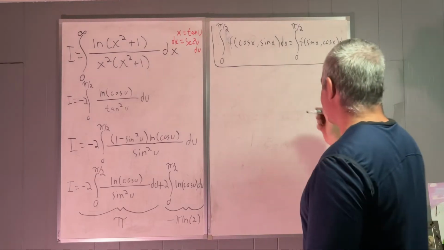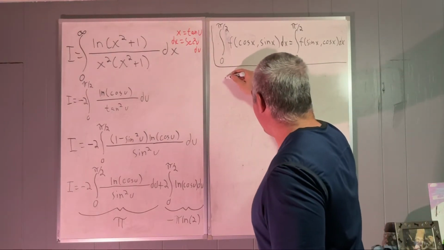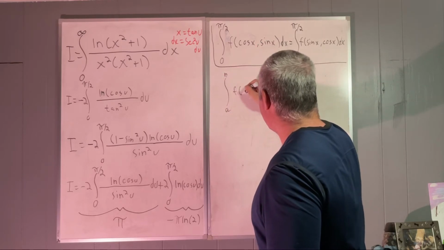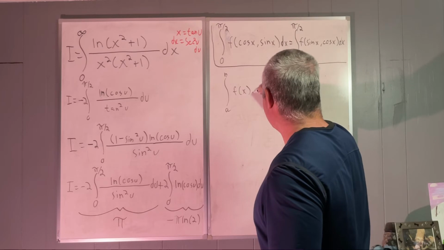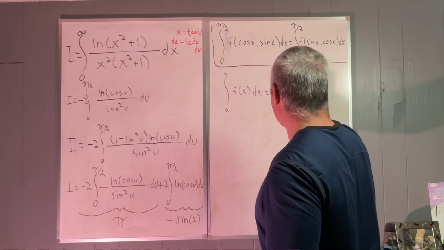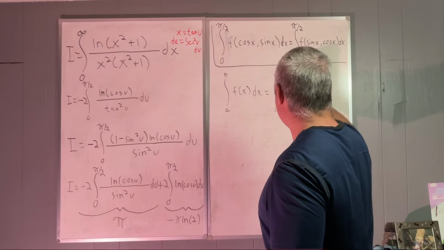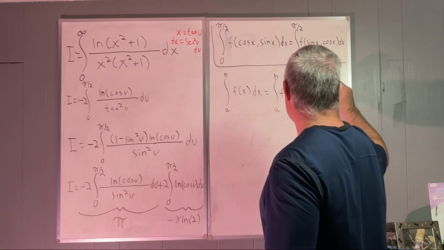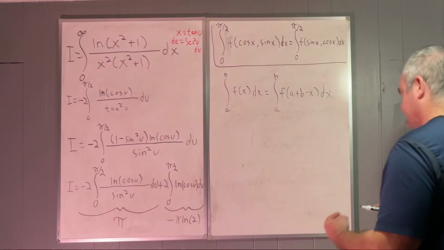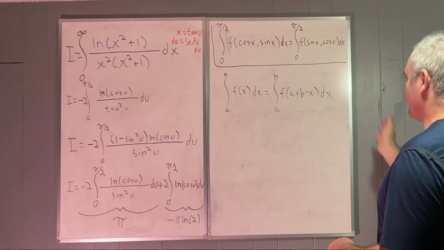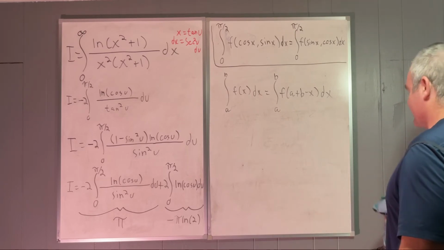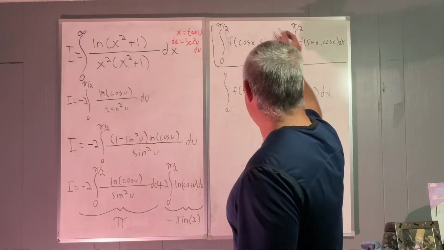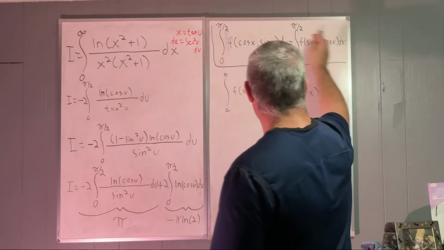King's property is this. It says that the integral from a to b of f of x dx is equal to the integral from a to b of f of a plus b minus x dx. Pretty easy to prove using a substitution. Okay, so now that we have that, let's just go ahead and apply that to arrive at here.